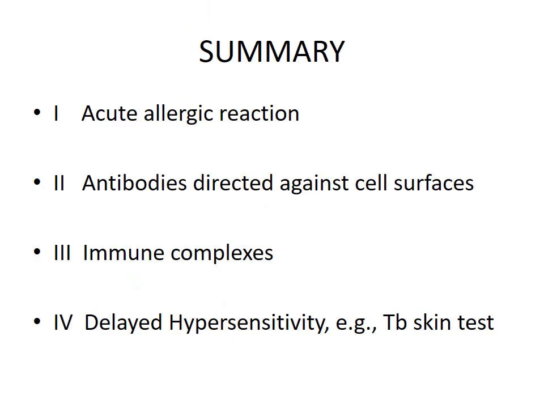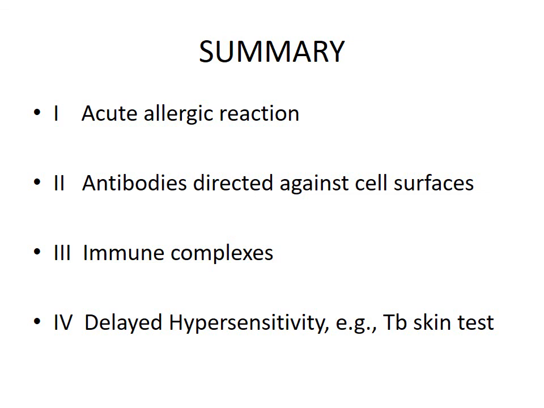Now we summarize what we have discussed. Type 1 is an acute allergic reaction, with exposure to pollen or any antigen, and that results in an immediate type hypersensitivity reaction, and the main cells that play their role are mast cells. In this type of reaction you are going to see eosinophils in the tissue. And type 2 is antibodies directed against the cell surfaces, resulting in formation of antigen-antibody complexes at the cell surface that then activate the complement system, and the complement system then gives rise to lysis of those cells.